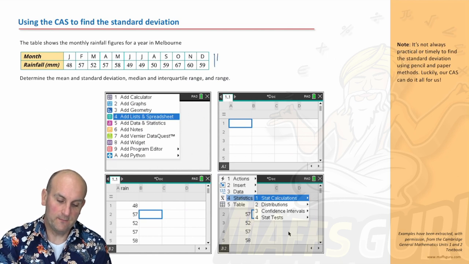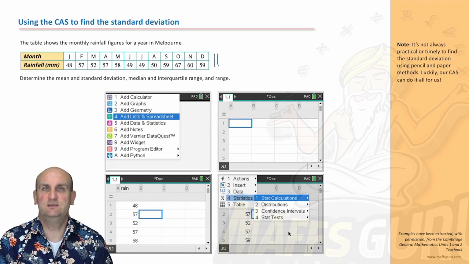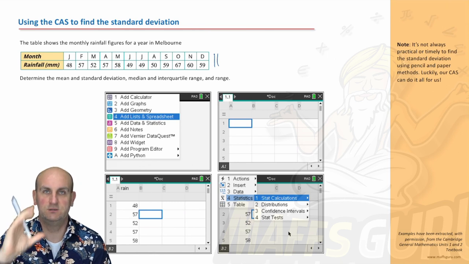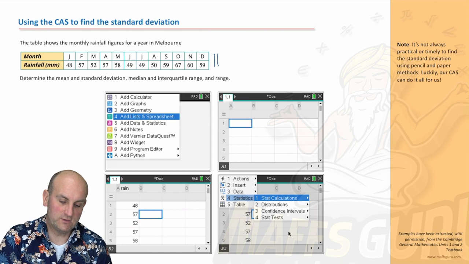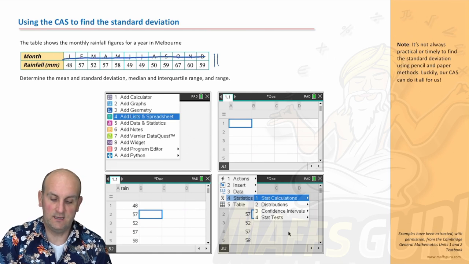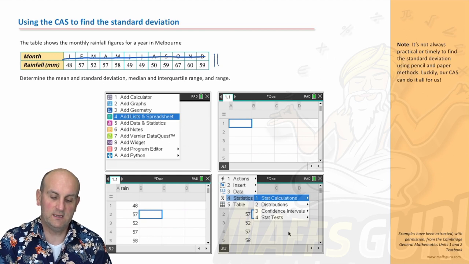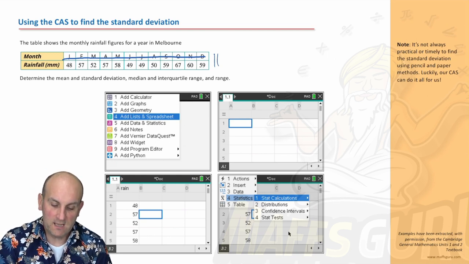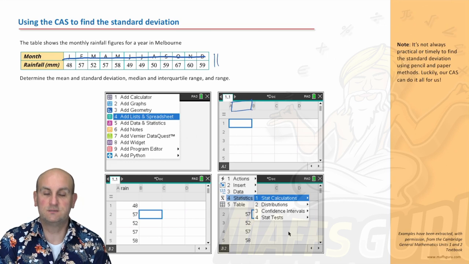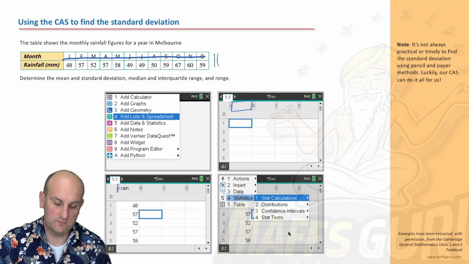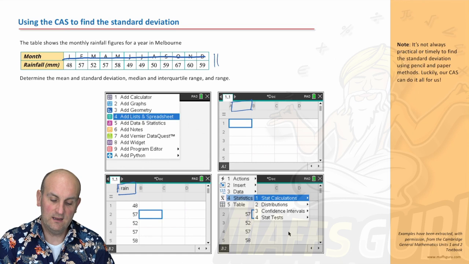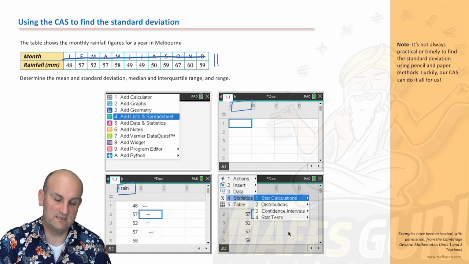Here's my data. I've got month and rainfall. Now, obviously, in this situation, because I'm doing just one set of data, univariate data, I'm not interested in the month. I don't need to put the month into my calculator in any way, shape, or form. I'm just looking at the data item. So I'm opening a list and spreadsheet. I must make sure that I put the title heading in first. And because we're dealing with rainfall, I chose rain, and then I put the data items in. You can see 48, 57, 52, 57.